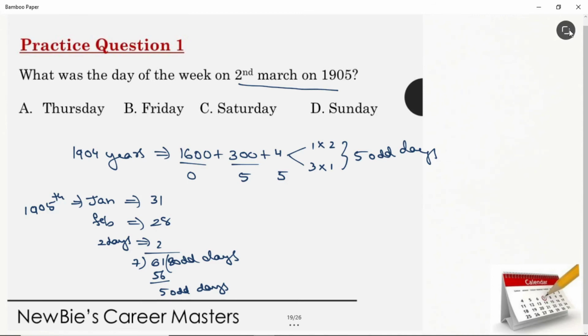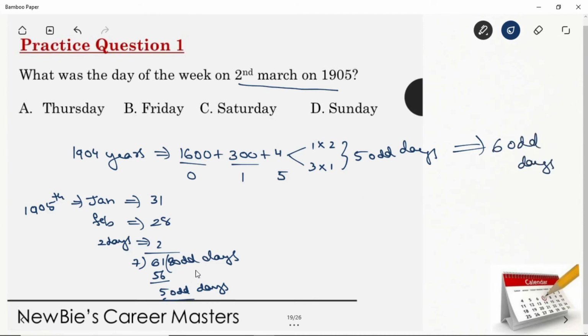Okay, here I made a mistake. See, 300 years have 1 odd day. Correct. I'll repeat what I have done here. See, 1904 years are completed. So I've taken it separately. And here in 1905, how many days are completed? 61 days are completed. So this is the way you can take that out. Okay. So 61 days divided by 7, we got 5 odd days. In 1904 years, total 1 plus 5, 6 odd days.